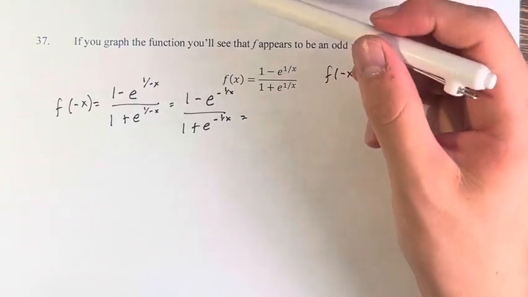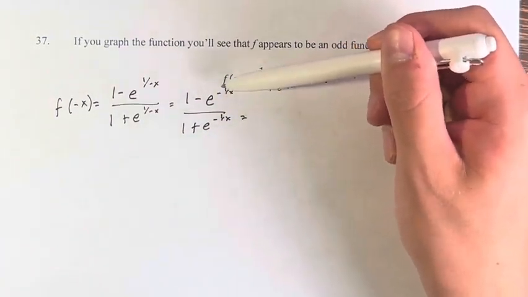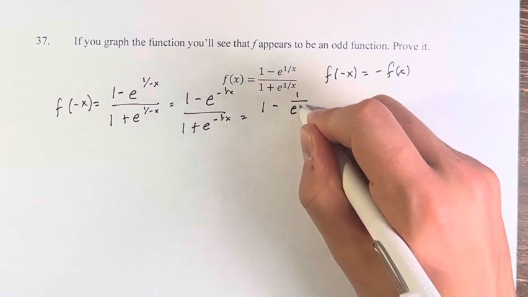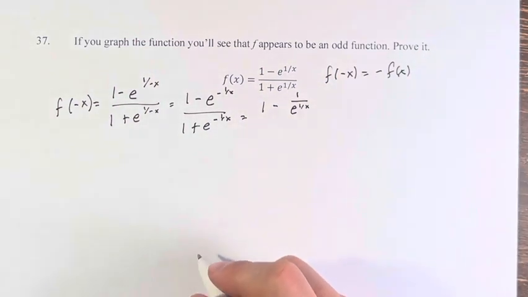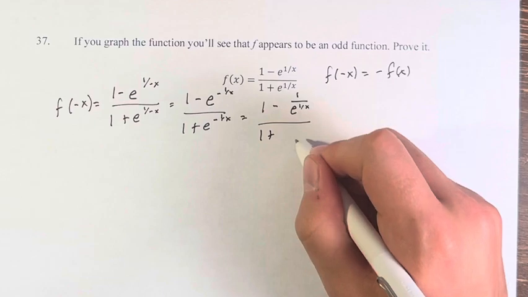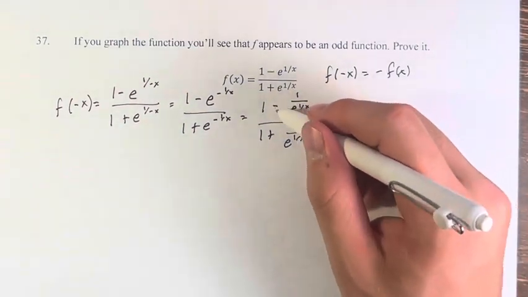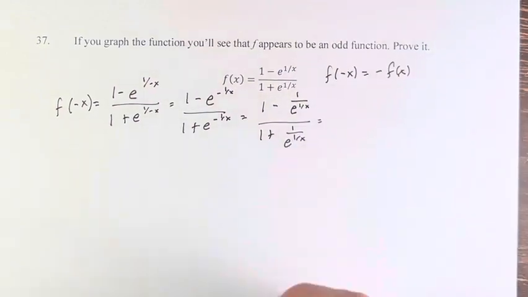And if we have a negative exponent, that means that it's equal to 1 minus 1 over e to the positive exponent, 1 over x. Same thing here, 1 plus 1 over e to the 1 over x. And now we just have to simplify these into singular fractions.